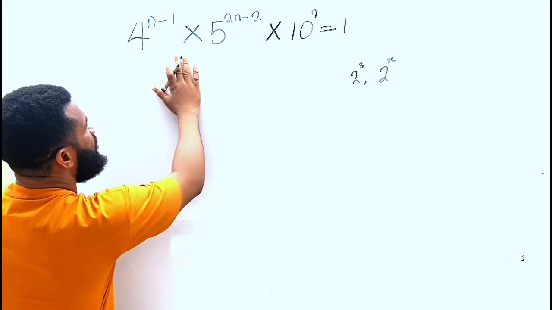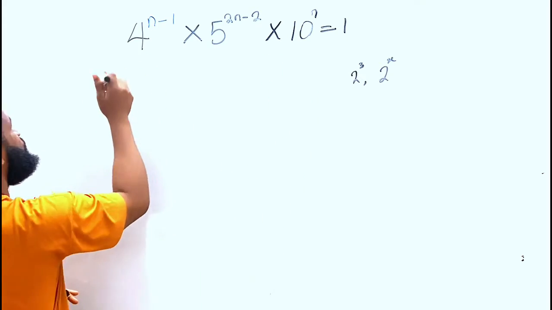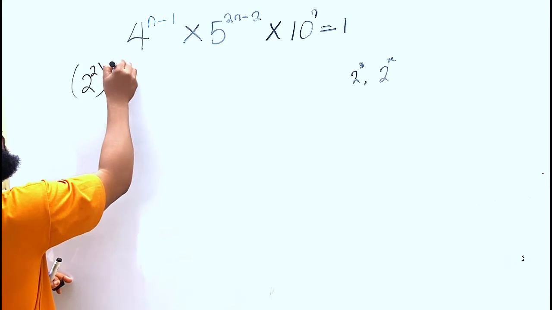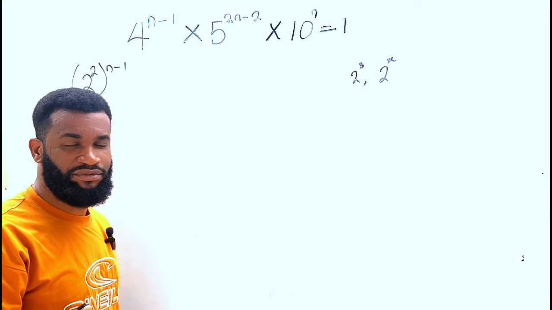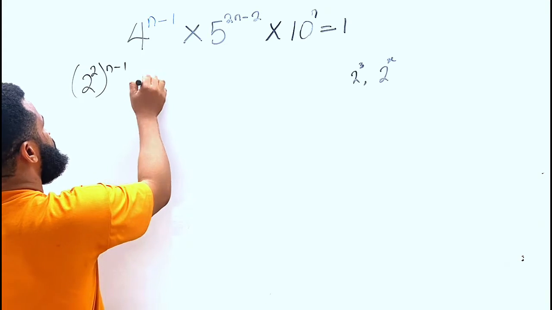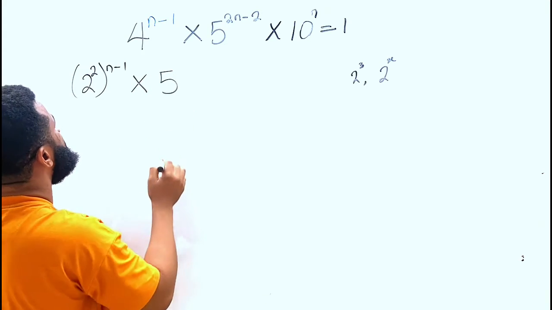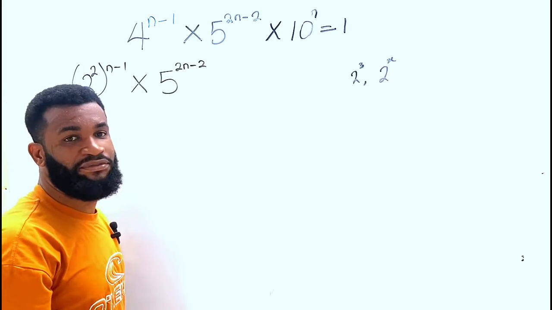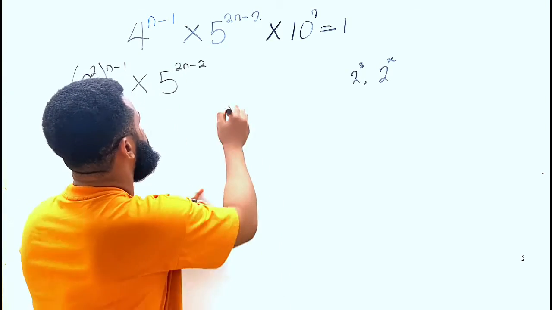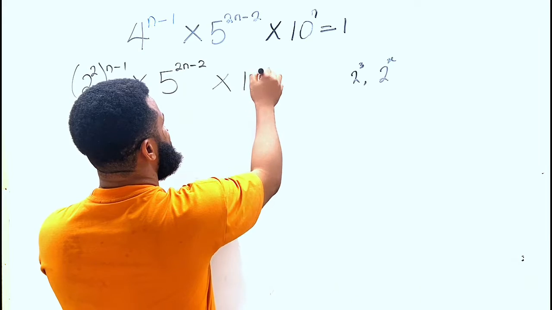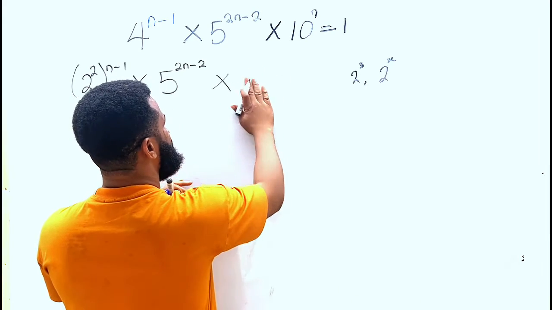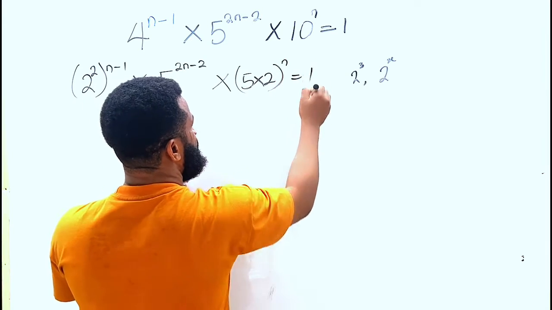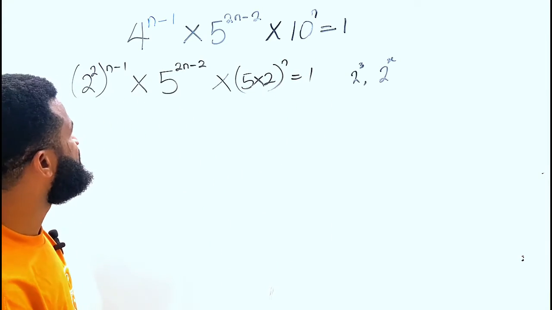I'm going to reduce all of them to the lowest base. For example, 4 can be written as 2 raised to power 2, all raised to power n minus 1. That is the first step, right? Then coming to this 5, we can say that this is 5 raised to power 2n minus 2 because I can't reduce 5 to any lower base. Times 10, which I won't write as 10. I'm going to write 5 times 2 all raised to power n is equal to 1. So this is the first thing.